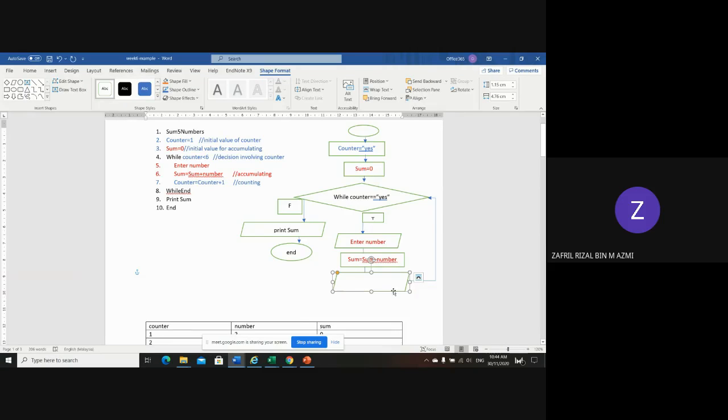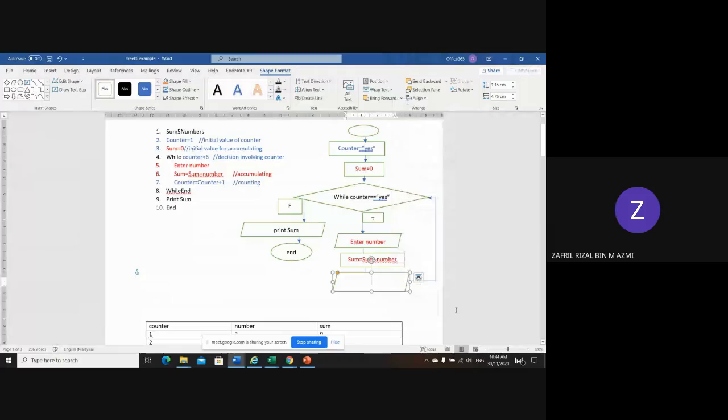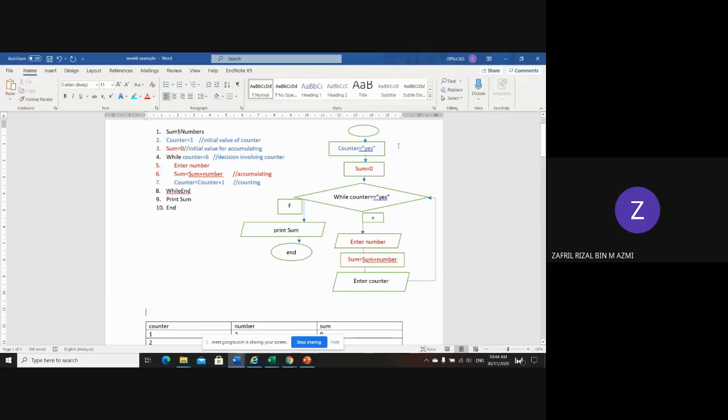Input what? Counter. Enter counter. Okay, good. Right, class? Okay, so you can test.